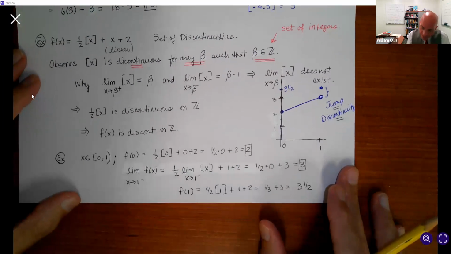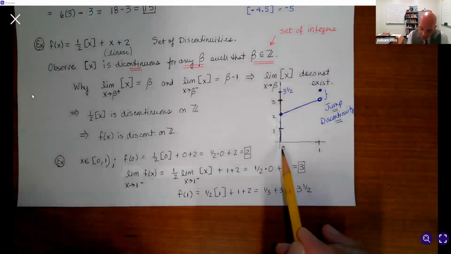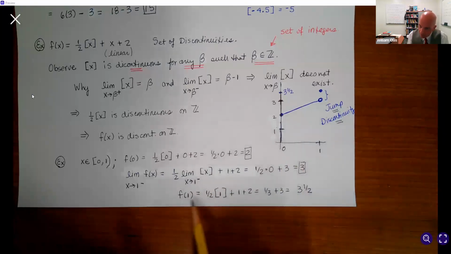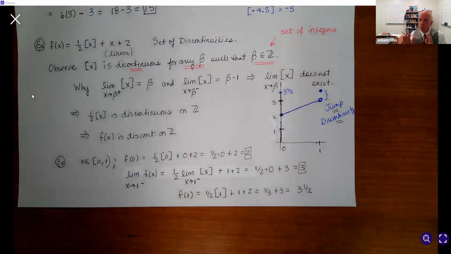So what I did here is I just took a piece of this. I just look at 0 to 1, okay? And then I'll look for the jump. But now I think about taking a portion of the domain where I know the greatest integer function is the same.